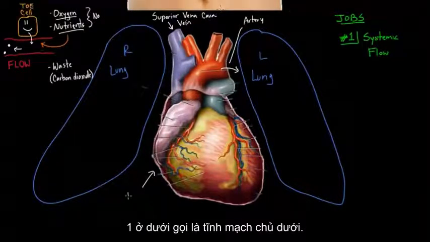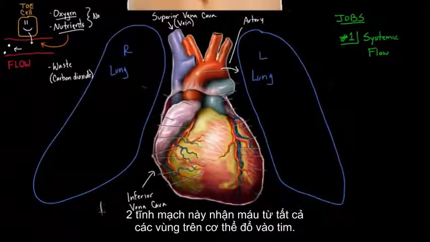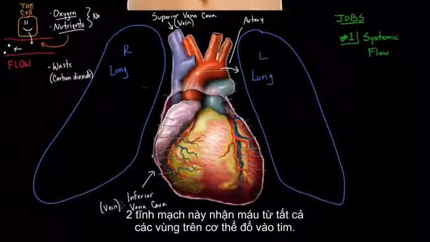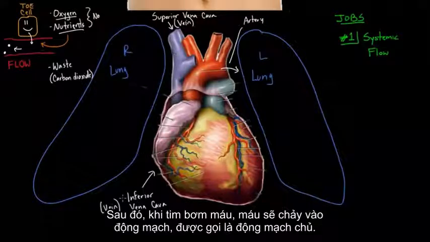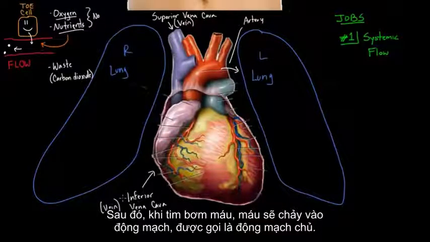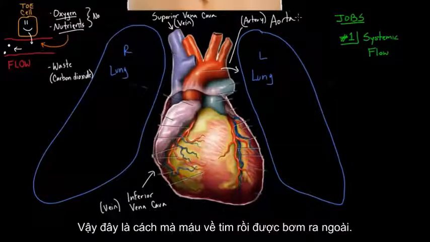And at the bottom here, you can't see it because it's on the other side of the heart, but there's another vein called the inferior vena cava. And these two veins are dragging blood in from all over the body into the heart. And then when the heart is ready to pump it back out, it goes into this artery, and the name of it is the aorta. So if you've heard of the aorta, this is the artery that people are talking about. So this is how blood comes and gets pumped around.